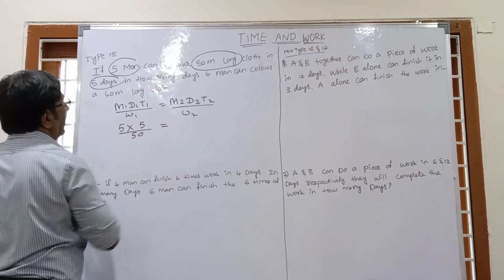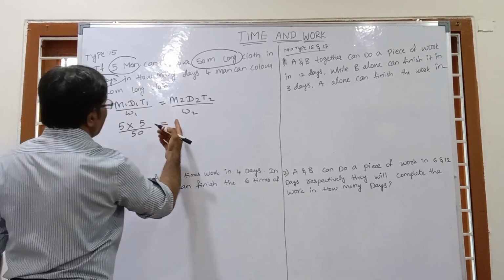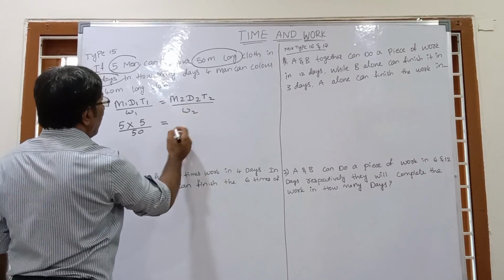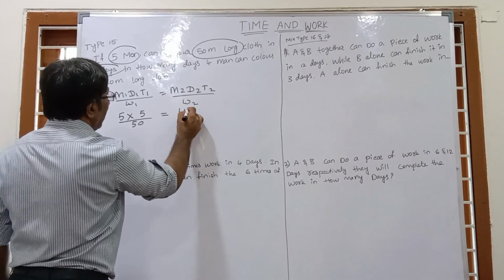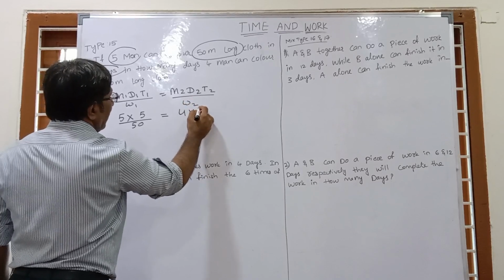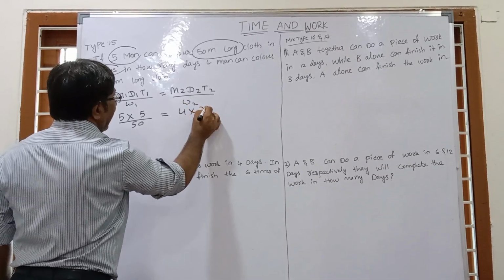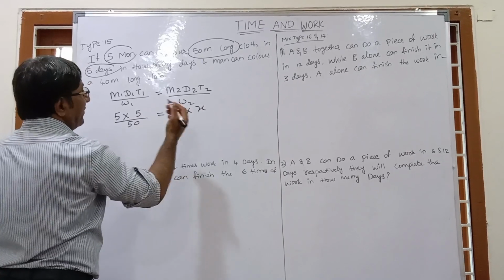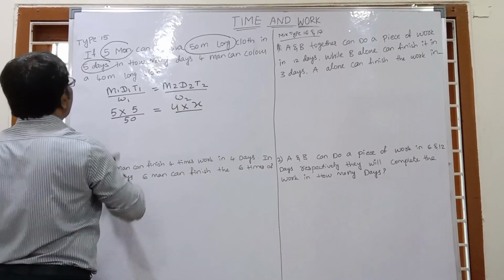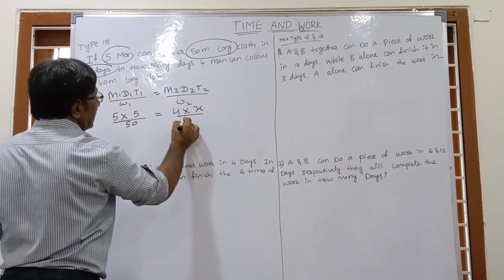In the same way, how many days? We have to find days. 4 men, so man is given as 4, and days we have to find. Suppose the days is D2, or you can say X. Time is not given. But what is the work? 40-meter long cloth, that is 40.